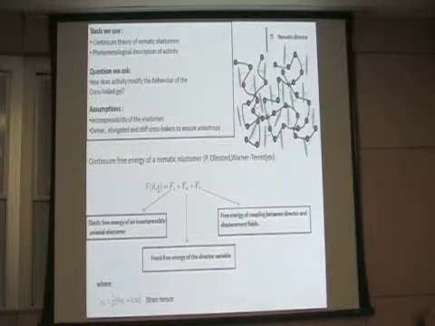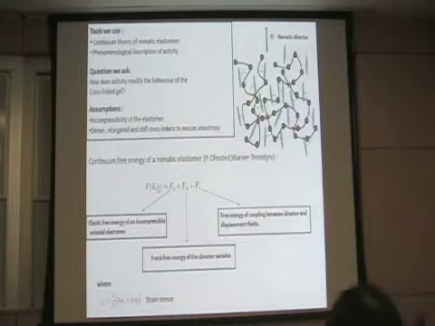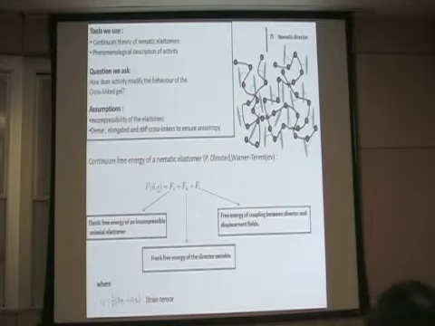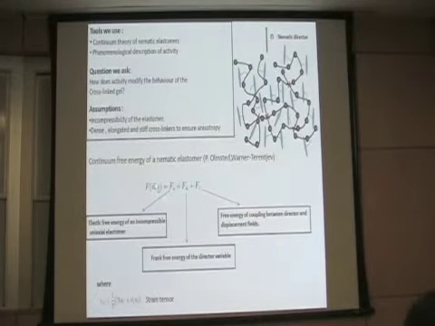Now, the continuum free energy of a nematic elastomer can be broken down into 3 parts. One is the elastic free energy of an incompressible uniaxial elastomer. Another is the usual Frank free energy. Now, the term that plays a role is the coupling between the nematic field and the strain field, which defines the deformation of the elastomer. The main assumption that goes into the theory is the incompressibility of the elastomer.